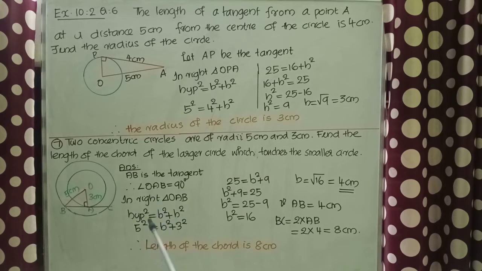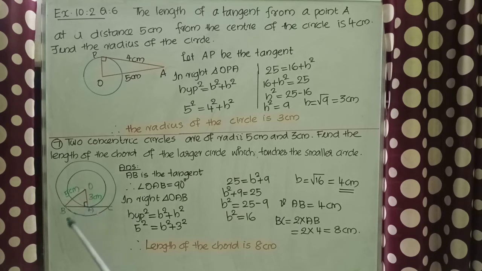That is 5 square equal to base square plus 3 square. 25 equal to base square plus 9. Let us change the sides. We get base square plus 9 equal to 25. Base square equal to 25 minus 9. That is base square equal to 16. Base equal to root of 16 equal to 4 centimeter. So we got base is 4 centimeter.